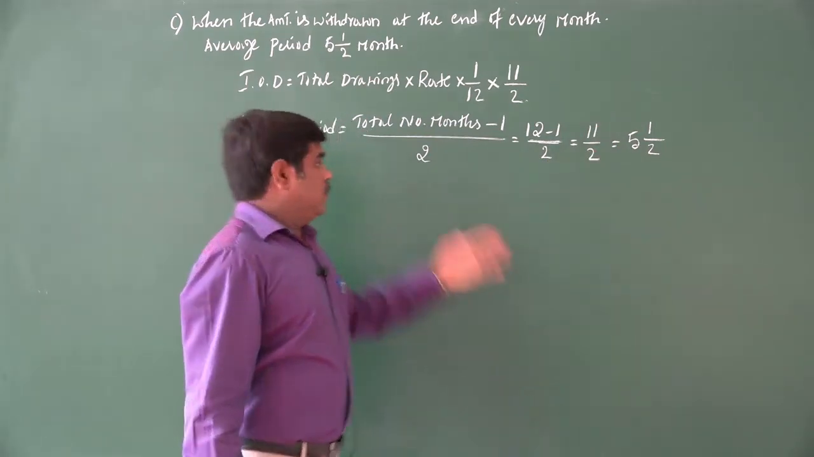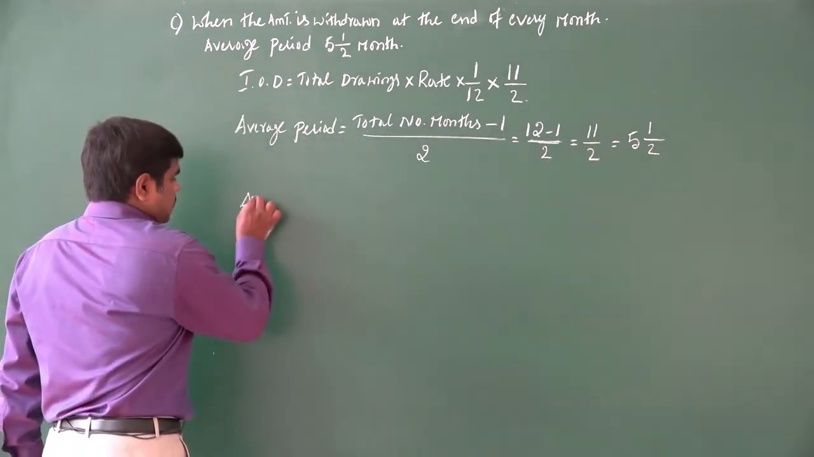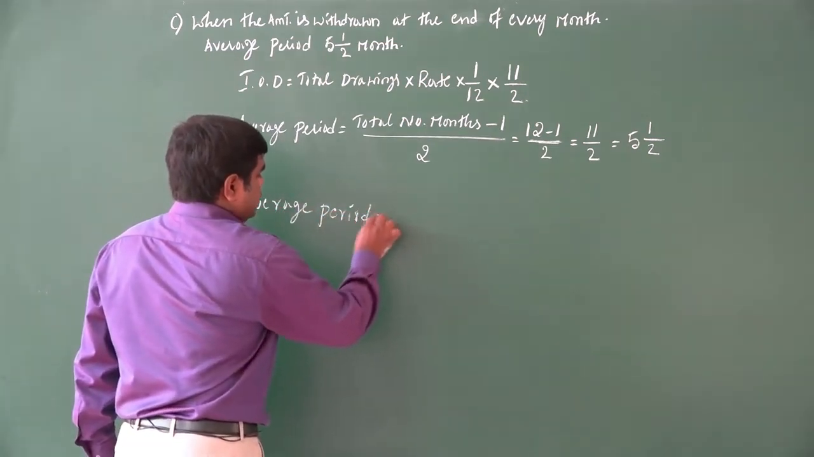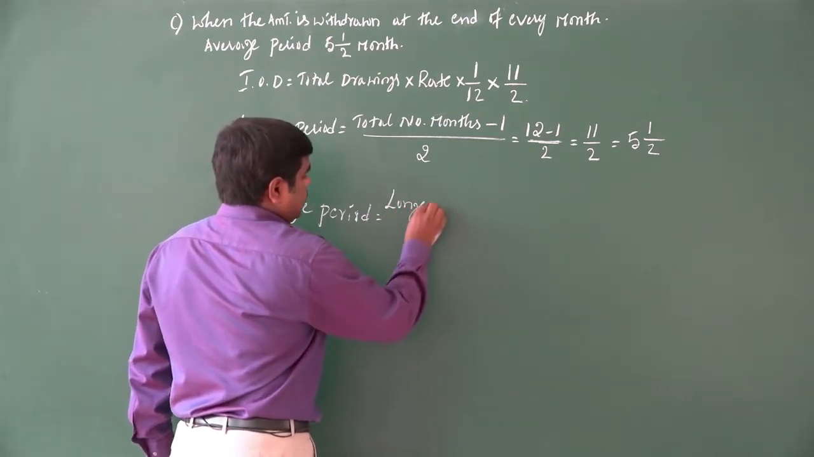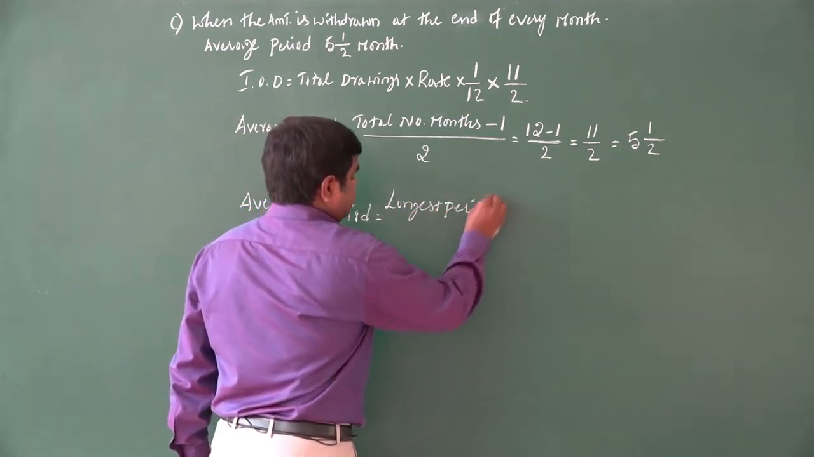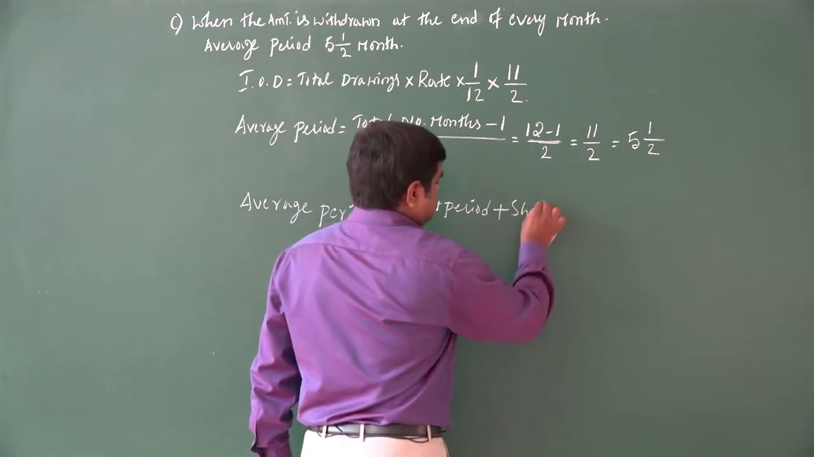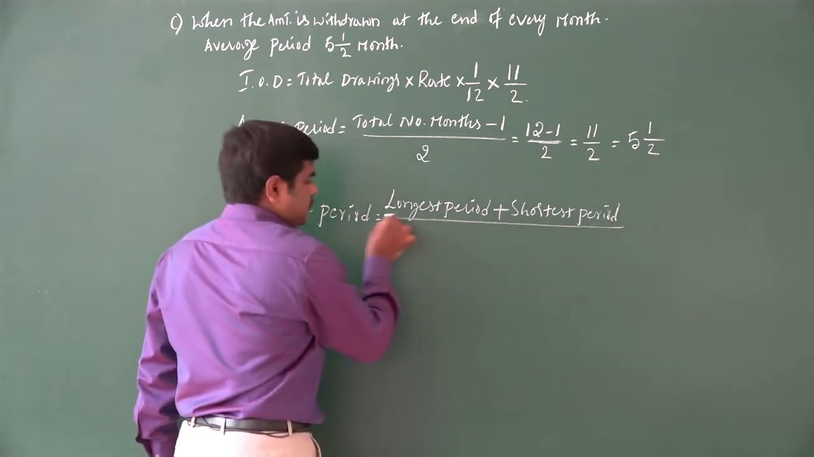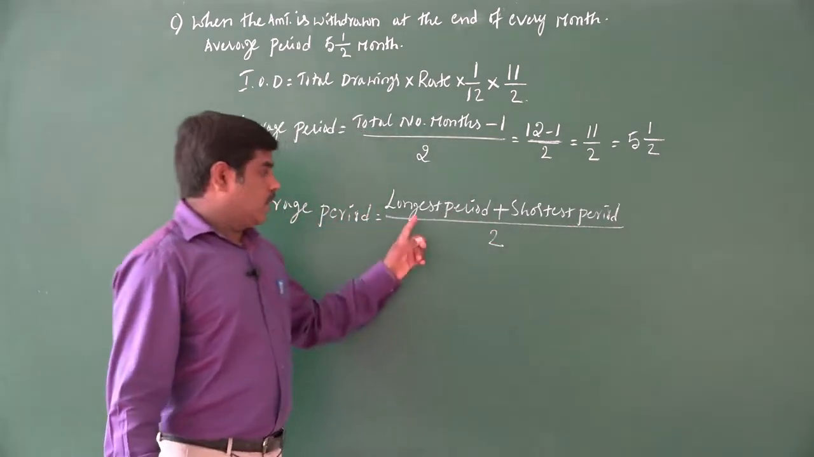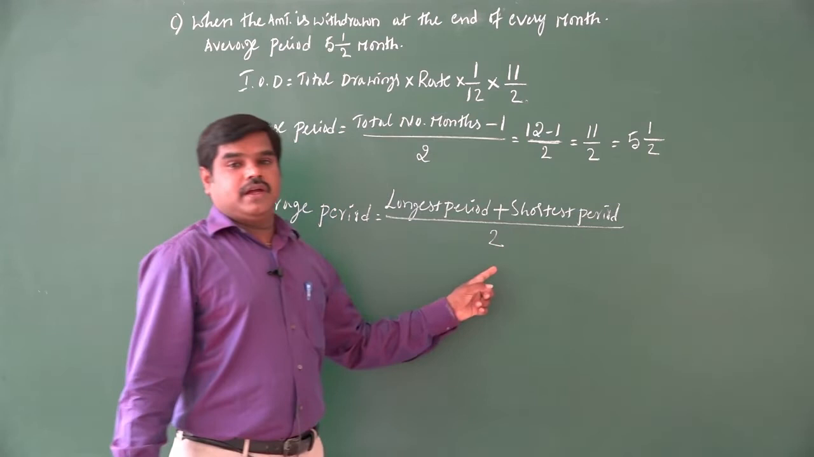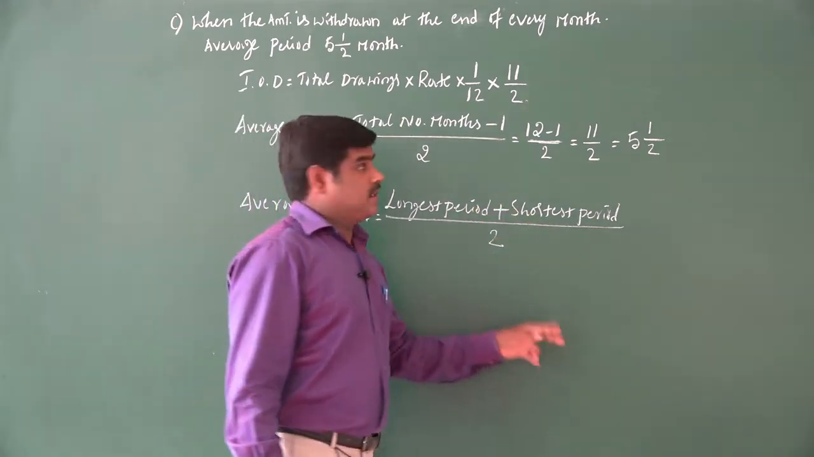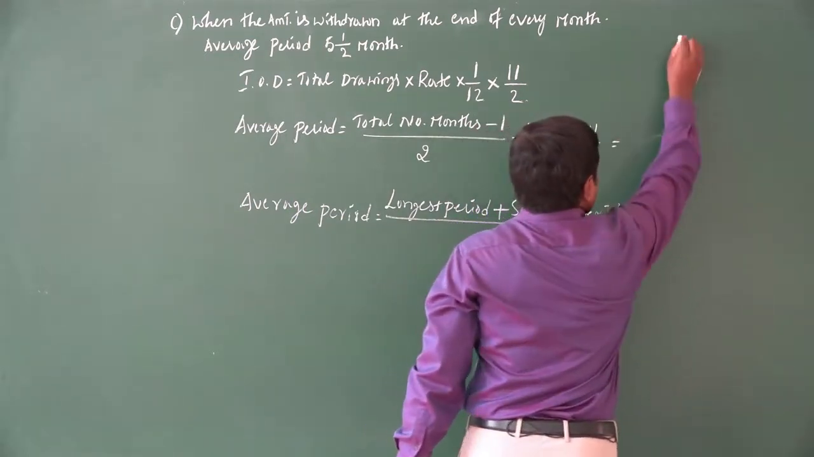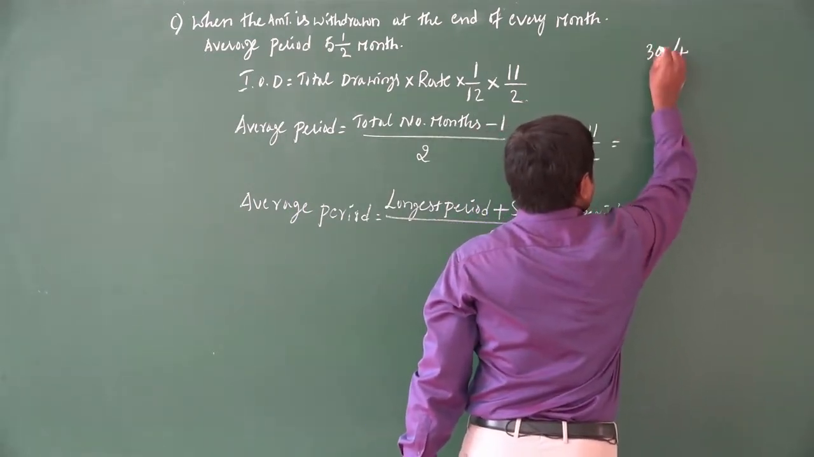You can follow this method, or otherwise you can follow this method: average period is equal to the longest period plus the shortest period divided by 2. What is the longest period? What is the shortest period? Say, end of every month. End of every month means April, that is 30.